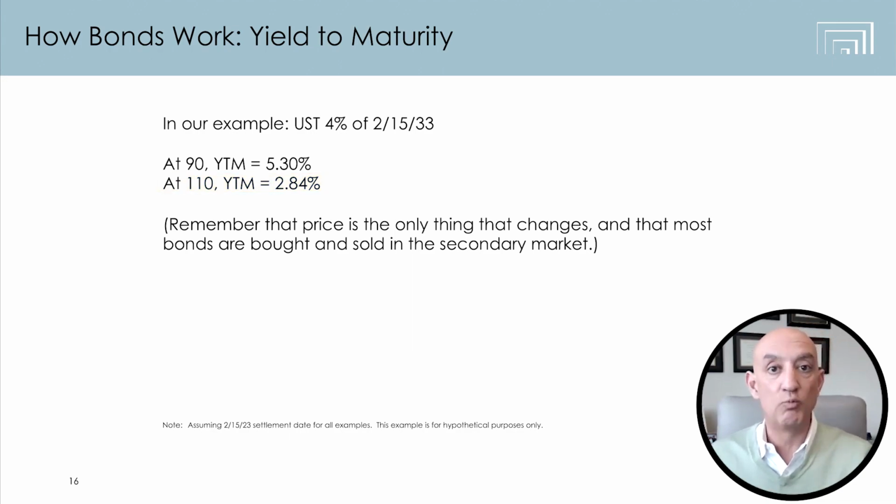So again, we're going to get into why might it be 90, why might it be 110, but remember that yield to maturity is the all-important number in bonds. It tells you, buy and hold this until maturity, what are you going to make per year on your money?